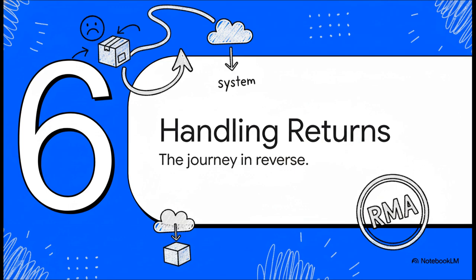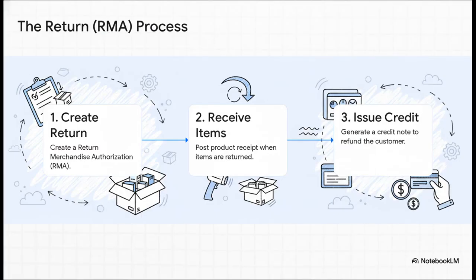So, we've made it to the end, right? Payment received. But sometimes the journey takes an unexpected detour. Yep, I'm talking about returns. A customer needs to send something back. And of course, the system has a whole dedicated process for this, called a Return Merchandise Authorization, or you'll hear it called an RMA. Honestly, the easiest way to think about it is that it's the fulfillment process just running in reverse. First, you create a return order, which is like saying, okay, you're authorized to send it back. Then, when the item actually shows up at your warehouse, you post a product receipt to log it back into inventory. And finally, you generate a credit note, which is the refund for the customer.